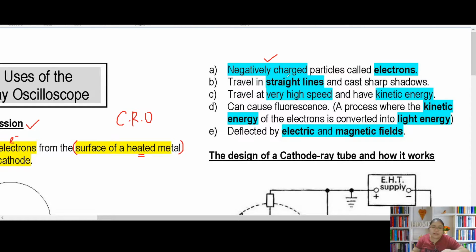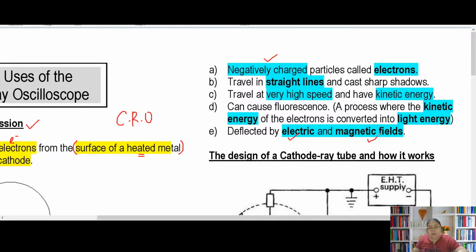After that, they cast a sharp shadow. Third, they travel at very high speed and also have kinetic energy. Fourth, they can cause fluorescence. Fluorescence means the process where the kinetic energy of the electron is converted to light energy. Last one, they can be deflected by electric and also magnetic fields. So these are all the characteristics of the cathode ray. Later we need to prove whether all these characteristics are correct or not. So we're starting to introduce them first.